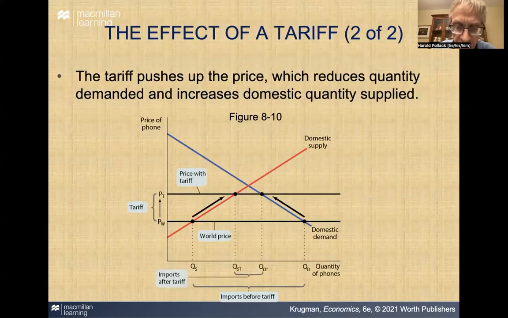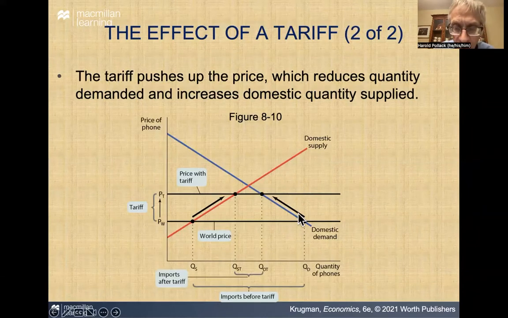And if we hit advance a couple of times, you could see that after the tariff, this is the level of imports. Before the tariff, this was the level of imports. So the domestic phone producers are really happy. But let's think about what's happening to consumer surplus in this.